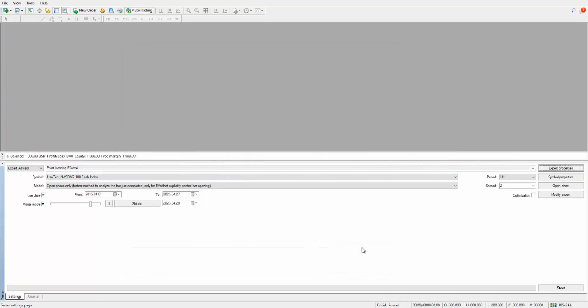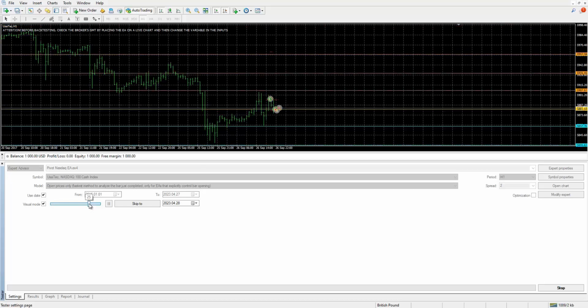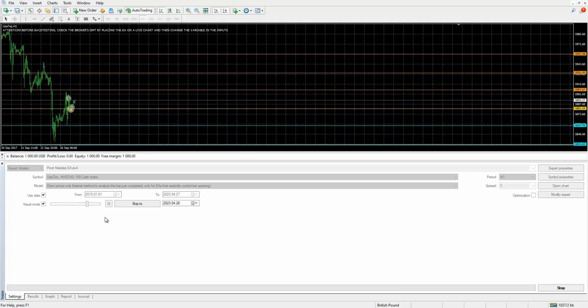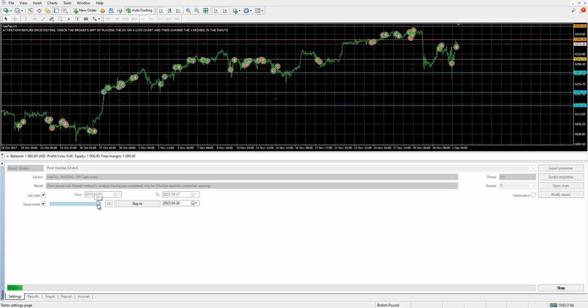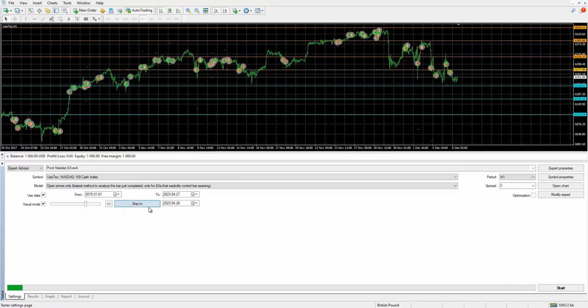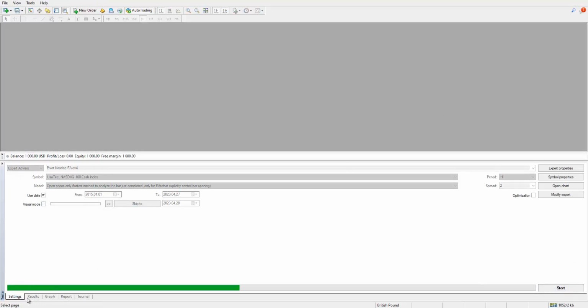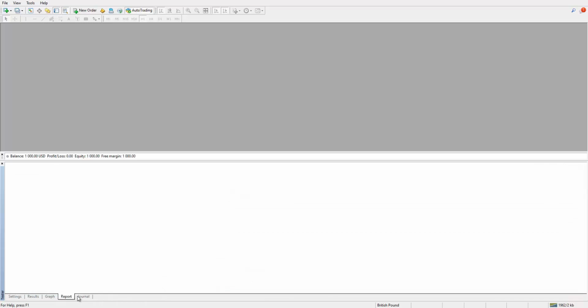I'm gonna click on visual mode for you to see that the EA indeed uses pivot points. Take a look. Daily pivot points to open and close trades. Take a look. Alright. Now I'm gonna stop here and see all the results. Actually, I'm gonna put on control points to have a more accurate result. I'm gonna put start. Let's see the results.